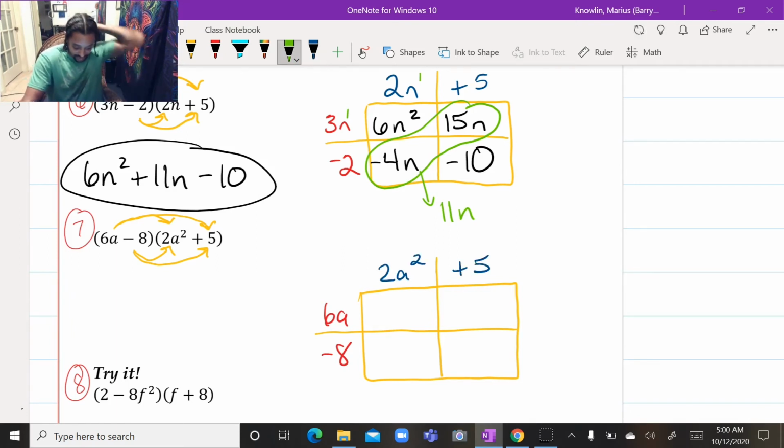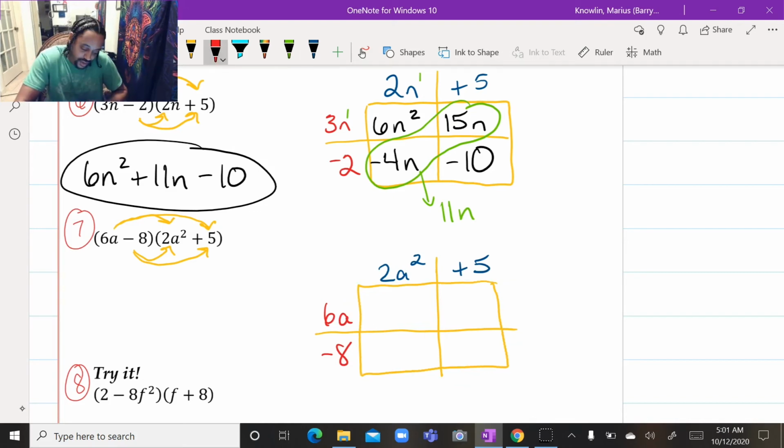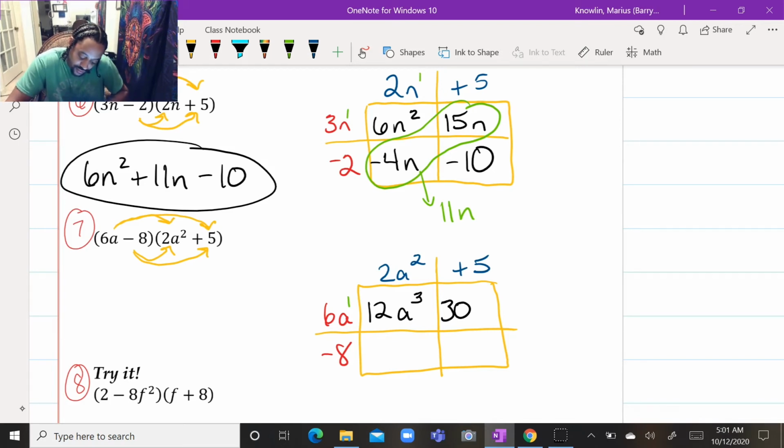And for that 6a, we need to add a 1. 6a to the first power. And now we can go ahead and multiply. So 6 times 2 is 12. We add the exponents. That's going to be a to the third. 6 times 5 is 30. The 5 doesn't have an a, so bring the a from the 6.